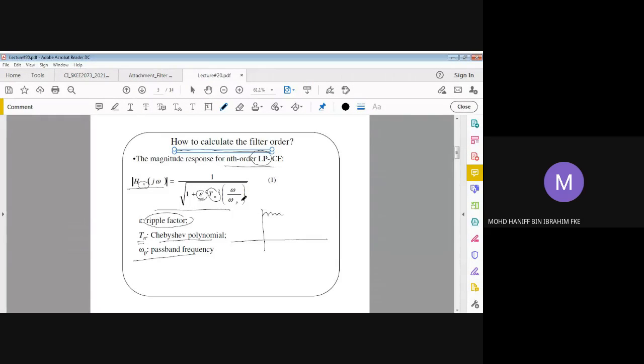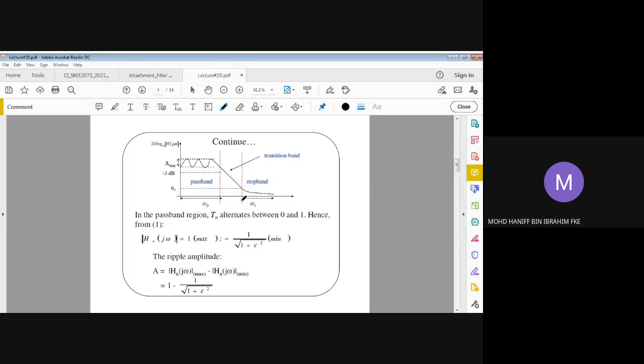Again, I just want to remind you that you don't have to memorize all of this. You'll be given this equation. Right, so let's have a look at this slide.